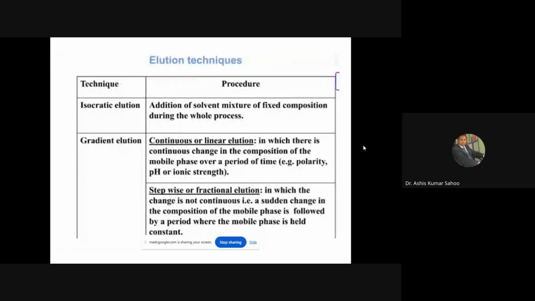Now elution techniques: isocratic elution, where the solvent mixture composition is fixed during the run, and gradient elution, a continuous linear change in solvent composition. So these are the different elution techniques used.